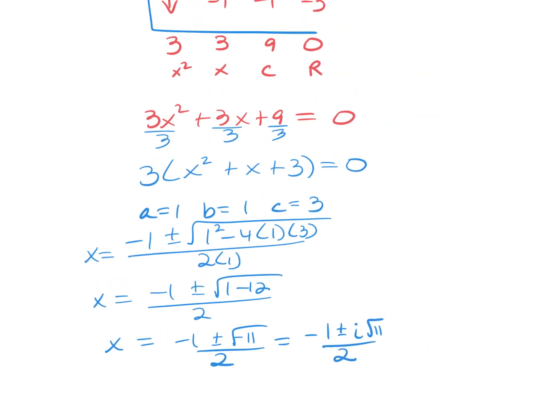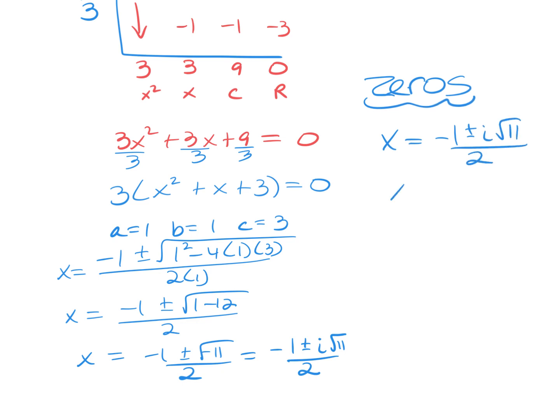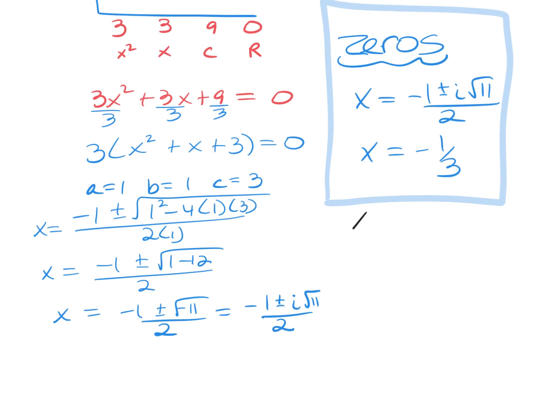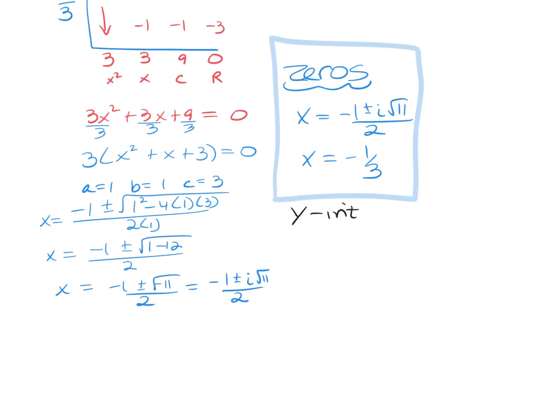So now, what you're going to fill in, list your zeros, which include the imaginaries. So negative 1 plus or minus i square root of 11 over 2, and the negative 1/3 that you did synthetic with. All right, so this is the first answer. And then it's also going to ask you to list the y-intercept. Remember, that's just the constant from the beginning. And the constant from the beginning was positive 3. So my y-intercept is 0, 3.